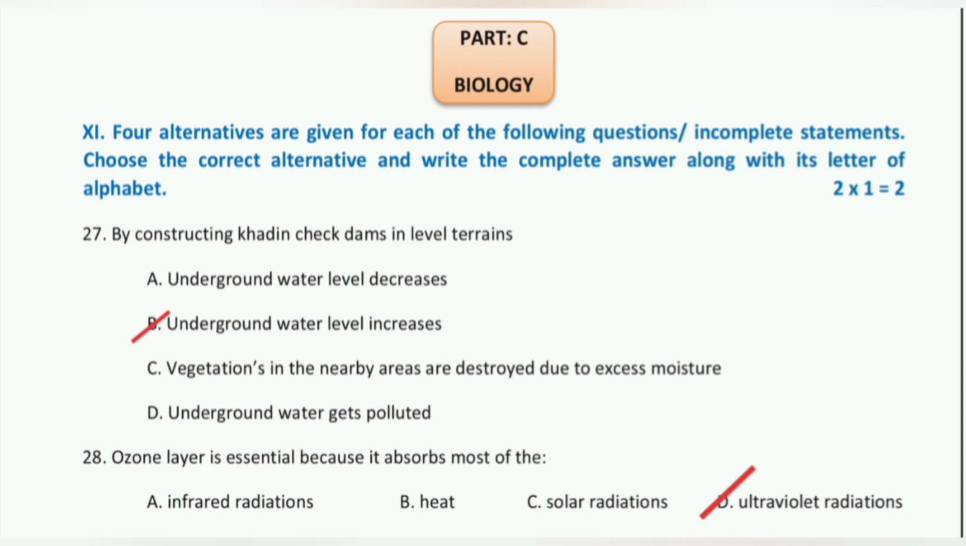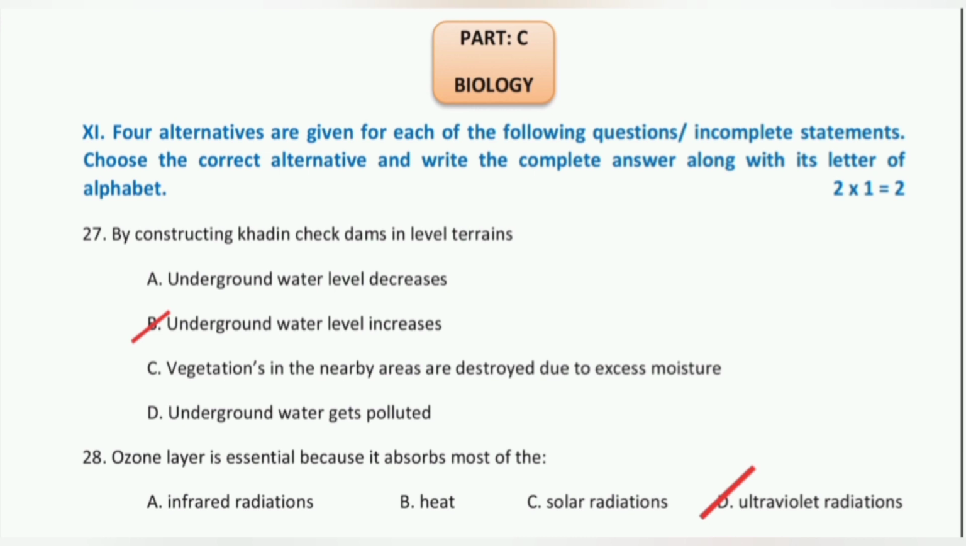Now, moving to part C biology MCQs. By constructing Khadin check dams in level terrains, underground water level increases.